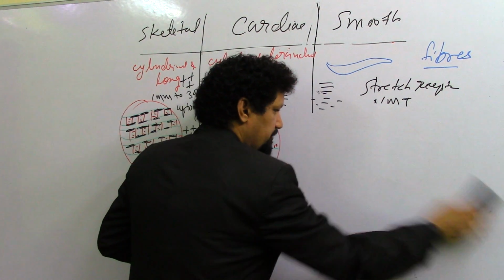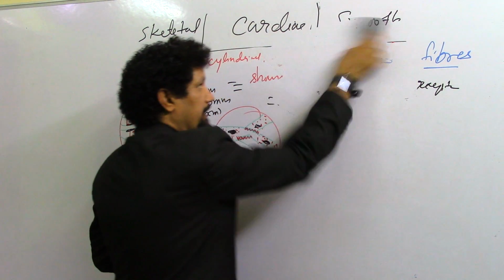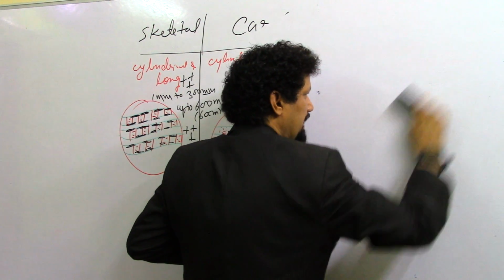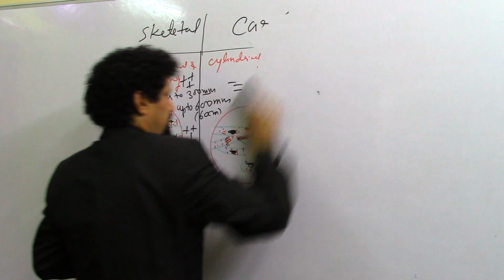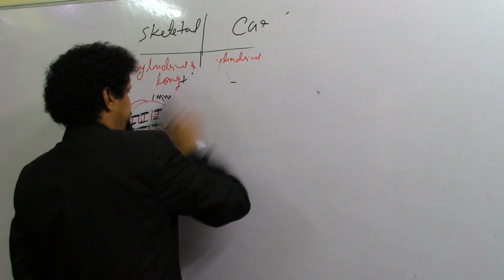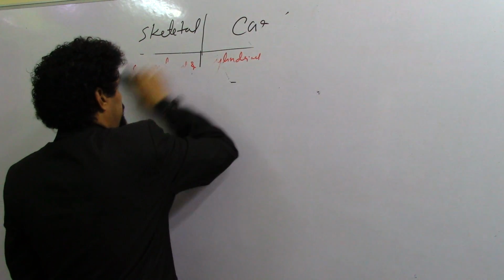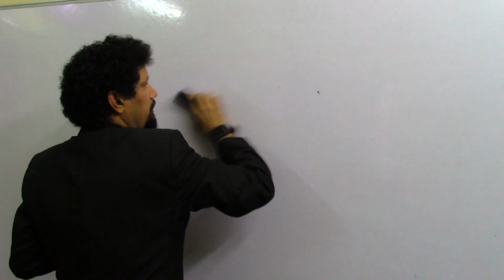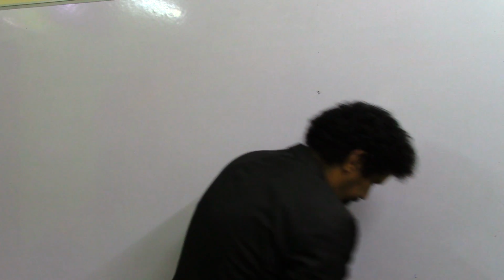So skeletal muscle is made up of two types of cells. Skeletal muscle is made up of two types of cells or two types of tissues.